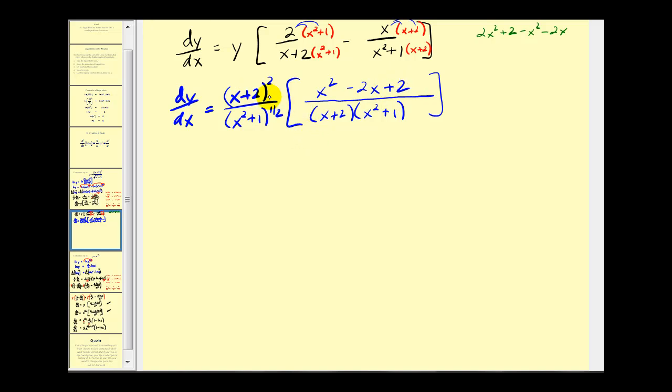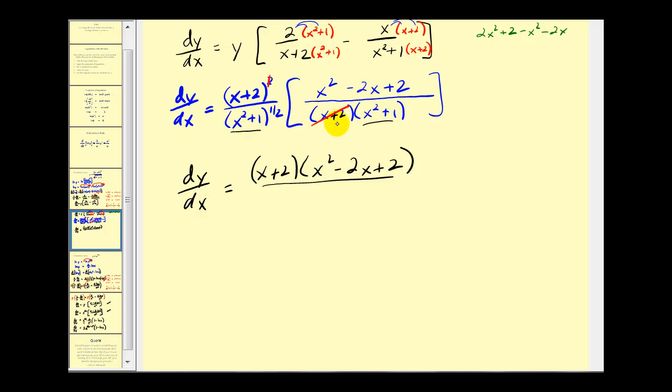Notice there's a common factor here of x plus 2. So this simplifies, and this changes to x plus 2 to the first power. So dy/dx is equal to x plus 2 times the quantity x squared minus 2x plus 2 over, now if you look at the denominator, we have a common base of x squared plus 1. This is to the 1/2 power, and this is to the first power. Remember, when the bases are the same when you're multiplying, you add your exponents. So 1/2 plus 1 would give us the quantity x squared plus 1 raised to the 3/2 power. Again, 1/2 plus 1 gives us 3/2.